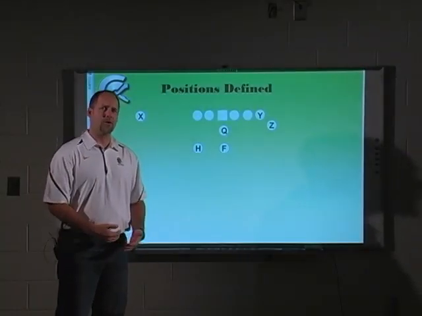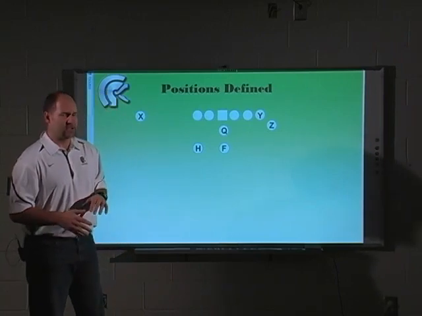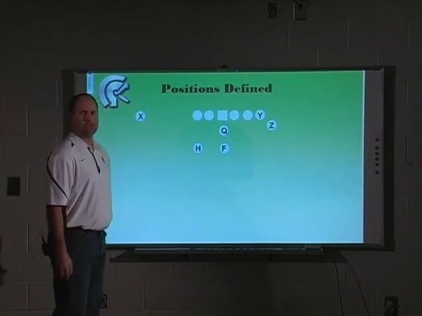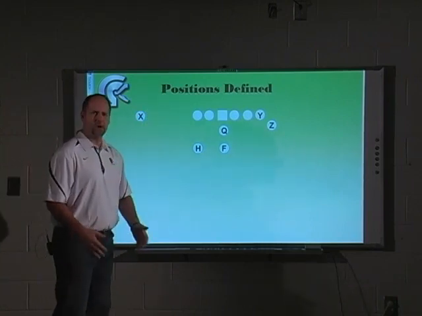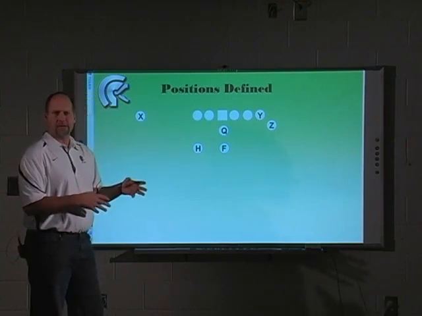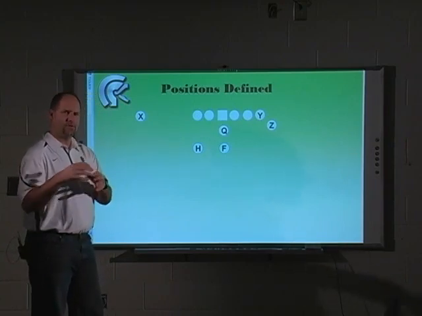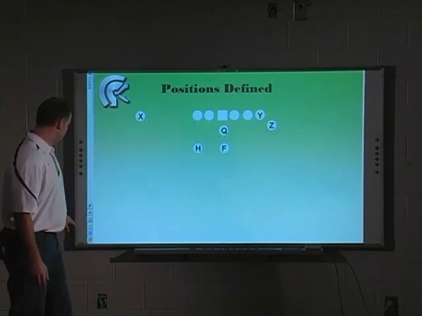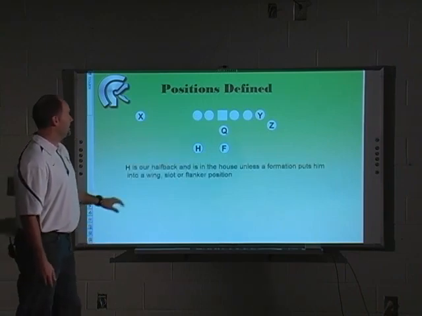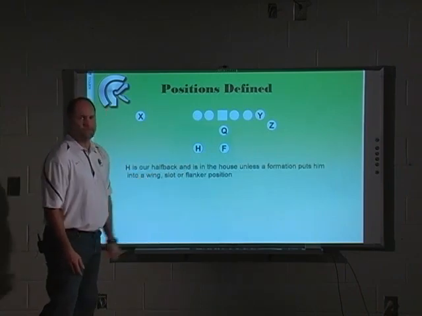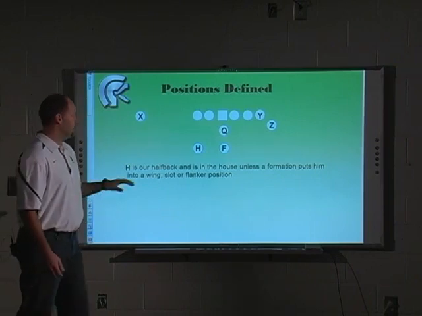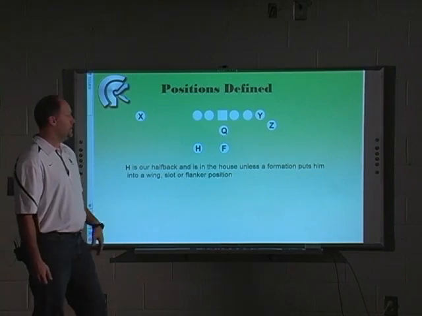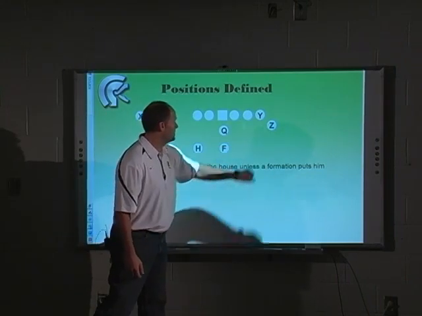Now that we have the why we're implementing this out of the way, I think it's important for us to discuss our terminology, our nomenclature for positions in our offense. Different offenses term different players with different letters and things like that, but for you to follow along, I think it's going to be important for you to understand what I'm talking about by position. So the first position I want to talk to you about is our H. Our H is our halfback, and he's going to be inside the house unless we have a formation that's going to put him, one, possibly into a wing position.